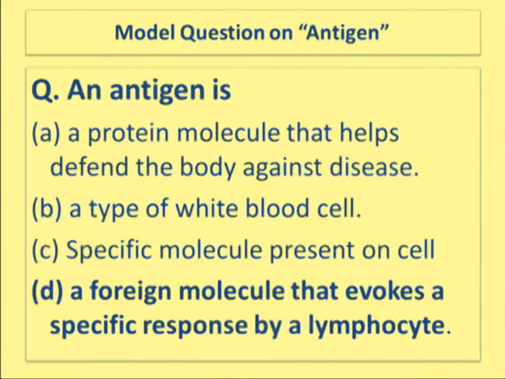Now, let us see what an antigen actually is. There are a variety of substances that may serve as antigen. For example, in this particular question, it is being asked: an antigen is a protein molecule that helps defend the body against diseases, it's a kind of white blood cell, it's a specific molecule present on a cell, or it is a foreign molecule that evokes a specific response by a lymphocyte. This fourth option is right.